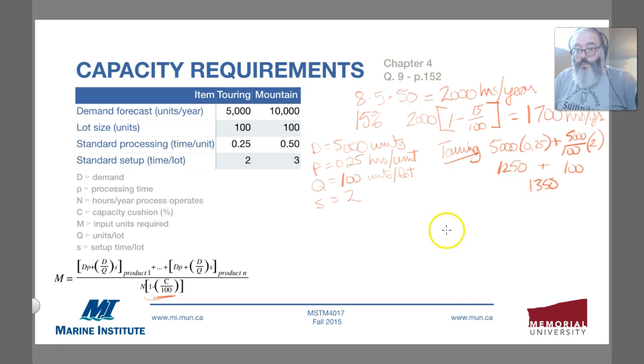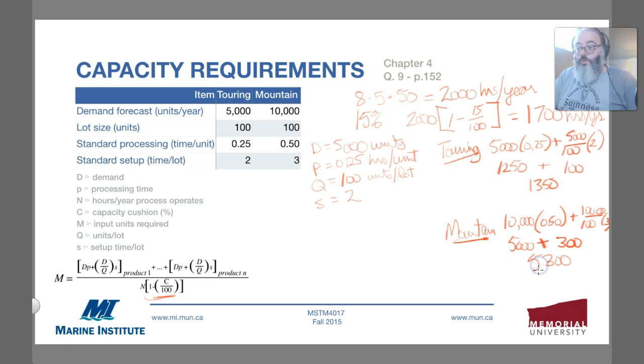So what we have is 1,350. Now for the mountain, we have a demand of 10,000. Each one takes a half an hour to produce. And we have 10,000 over, and in this case our lot size is again 100. And in this case it's going to take 3 hours to run. So that will give us 5,000 plus 300, which is 5,300. So that's for our mountain, that's for our touring.